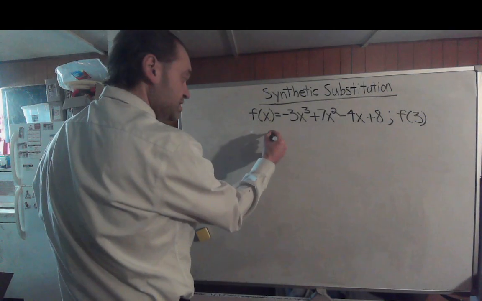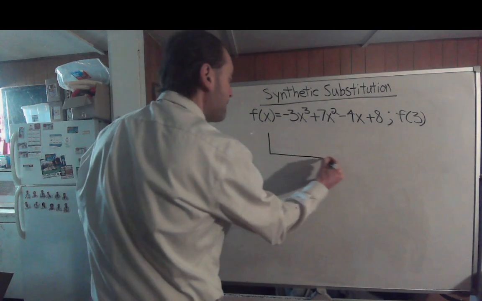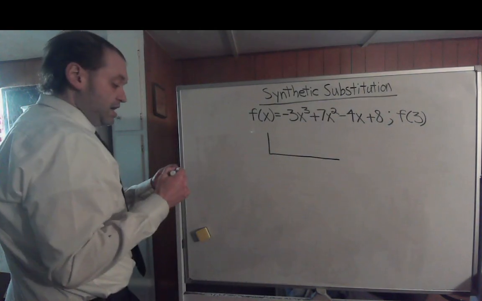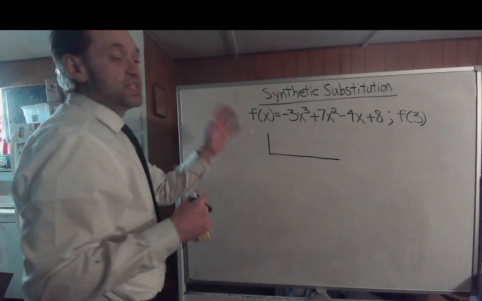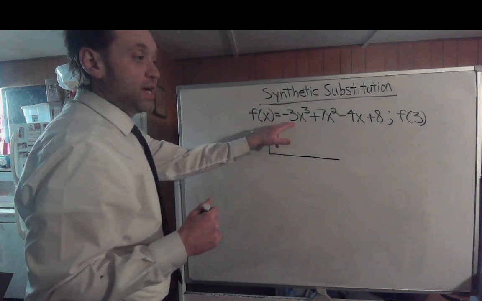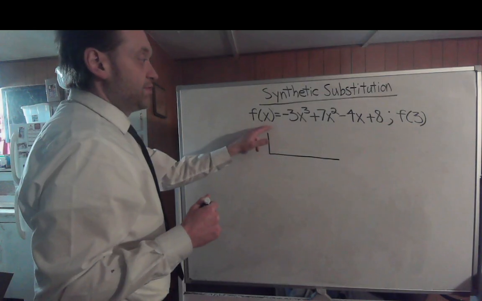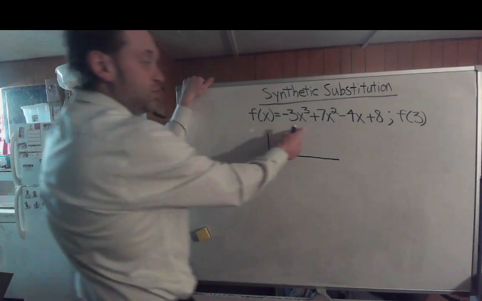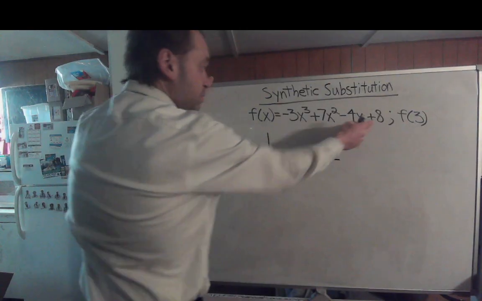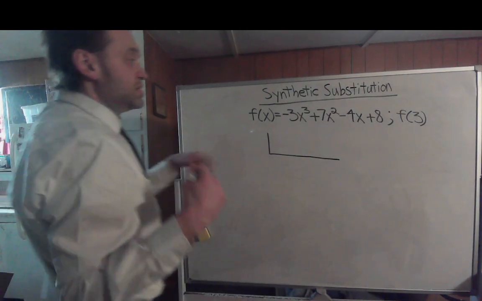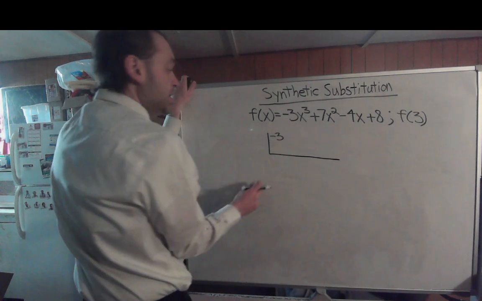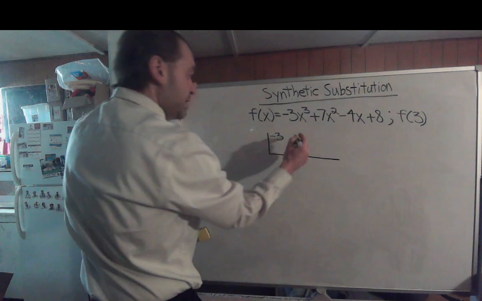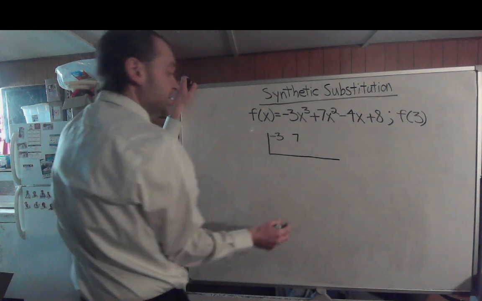So again, set yourself up a little table here, and then up top in this table on the right side, take all your coefficients in descending order. So start with your x cubed. For f of x equals negative 3x cubed plus 7x squared minus 4x plus 8, that x cubed term has a coefficient of negative 3. Then your x squared term has a coefficient of positive 7.